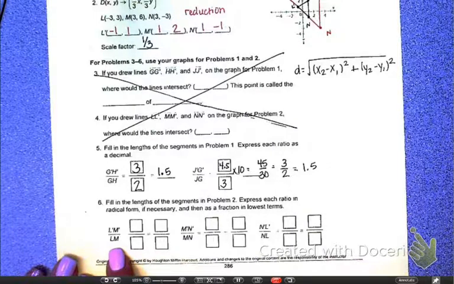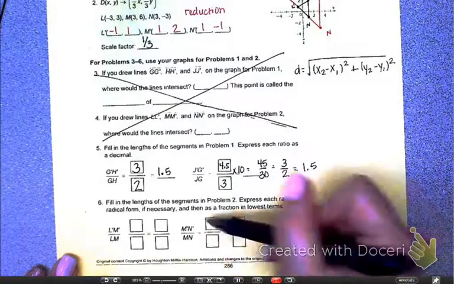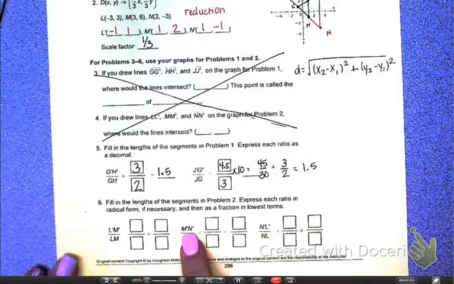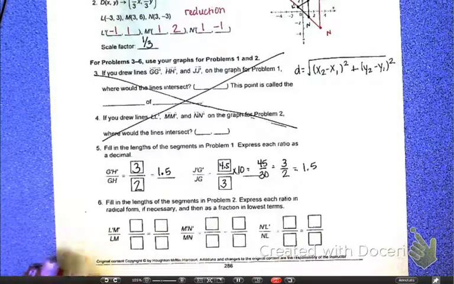Group E, you have a little bit extra work, but yours isn't as hard. I want you to find this whole fraction. So I need you to find the distance of M prime, N prime, and MN, but you don't need to use a distance formula. Just look at the graph. Okay? F and G, you're going to find N prime, L prime, and H and I, you're going to find NL, the distance of NL.